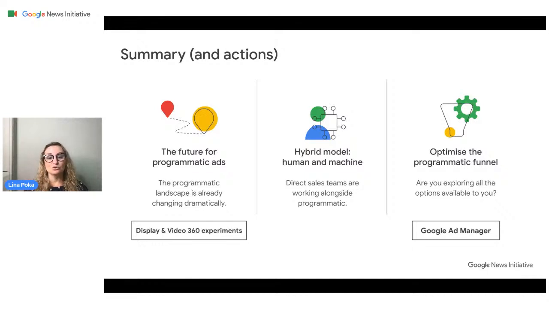The second tool is that hybrid model, combining that traditional human sales team alongside the machine, alongside programmatic. And the third area where it can be very, very helpful is that programmatic funnel, right? So this is where we actually know we're running through all of these different options and we know how to make the most out of that hybrid model.